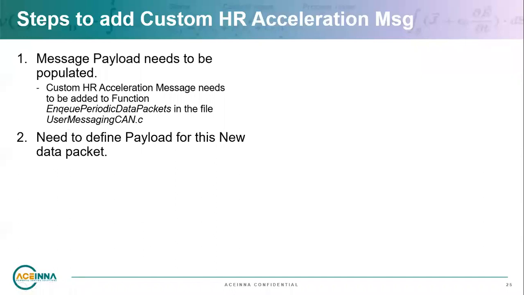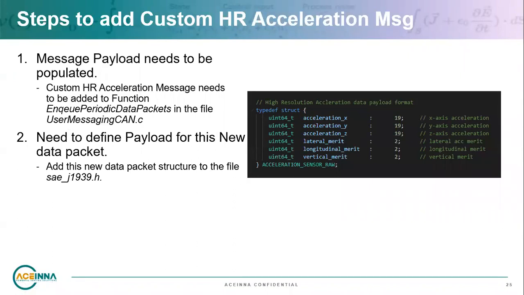The second step is defining the payload for this new data packet. So this is the payload, the structure of this custom message based on the structure that we defined, the acceleration XYZ, which is 19-bit, and the figure of merit is defined for 2-bit. And this data structure needs to be added to the sae_j1939.h header file.